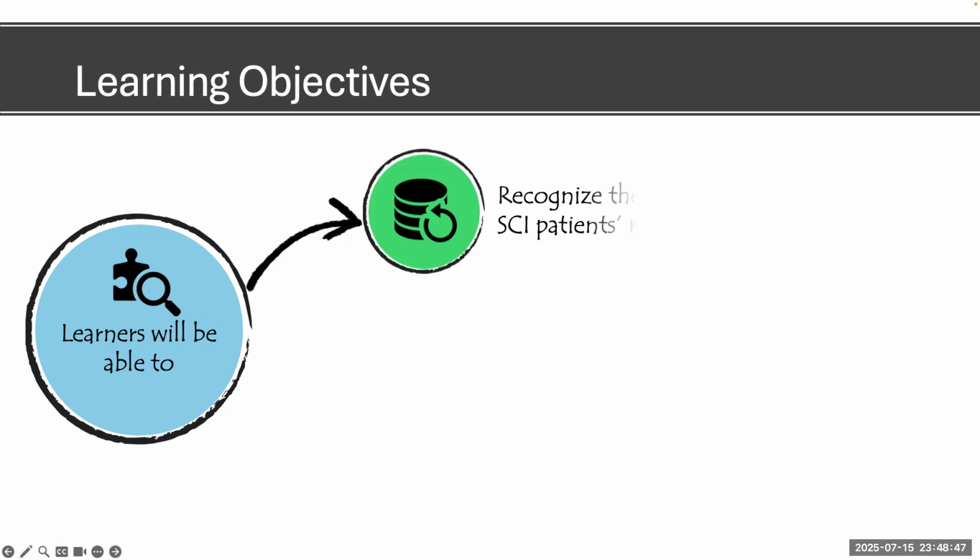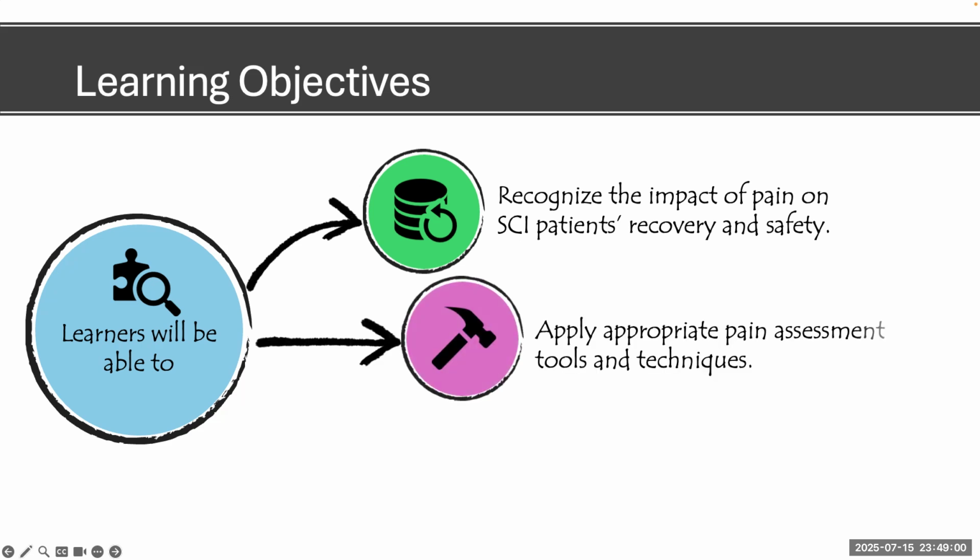First, we'll explore how unmanaged or underreported pain interferes with patient recovery, can lead to poor outcomes, and may compromise safety by increasing risks for depression, infection, or functional decline. Next, we'll examine tools that help us assess pain with more accuracy, including the numeric rating scale, behavioral cues, and specific SCI classifications. By understanding how to use these tools effectively, we can better distinguish different types of pain, such as nociceptive versus neuropathic, and respond with appropriate interventions.